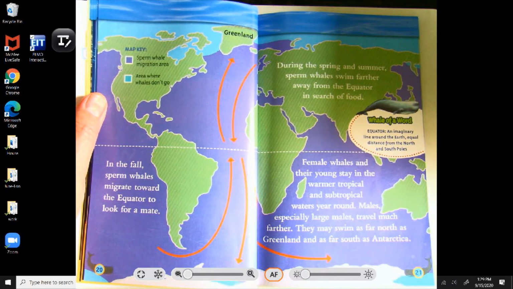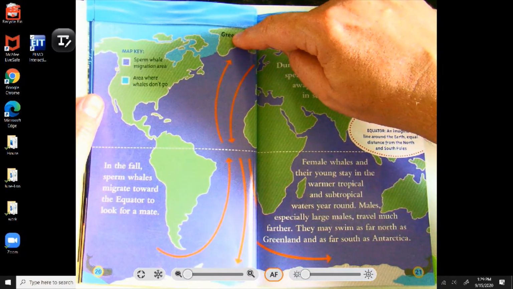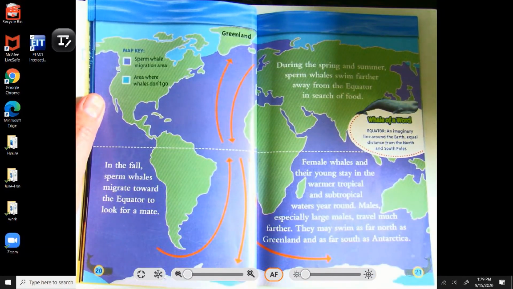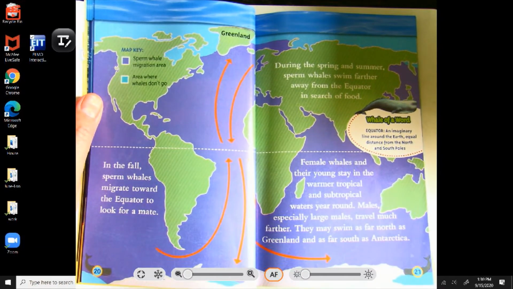Males, especially large males, travel much farther. They may swim as far north as Greenland and as far south as Antarctica. Wow.